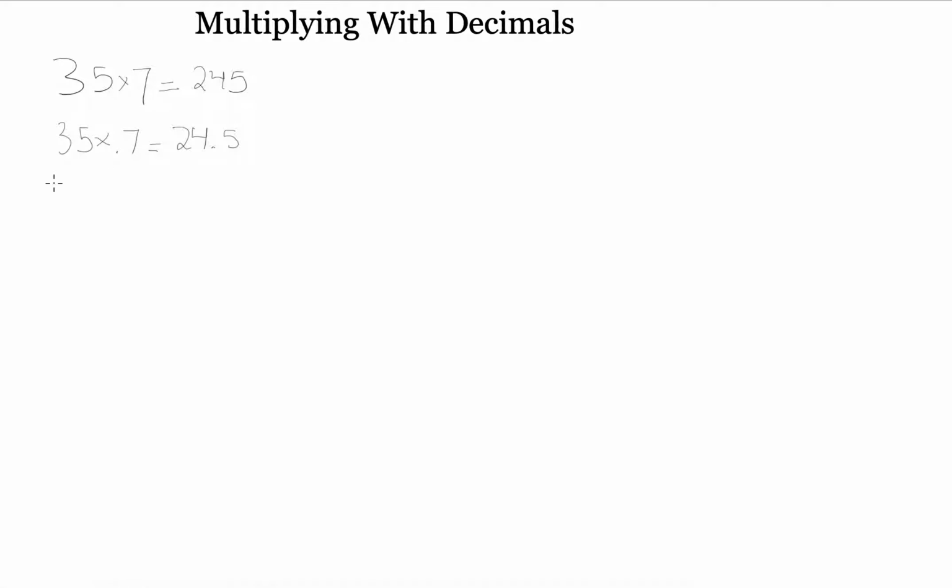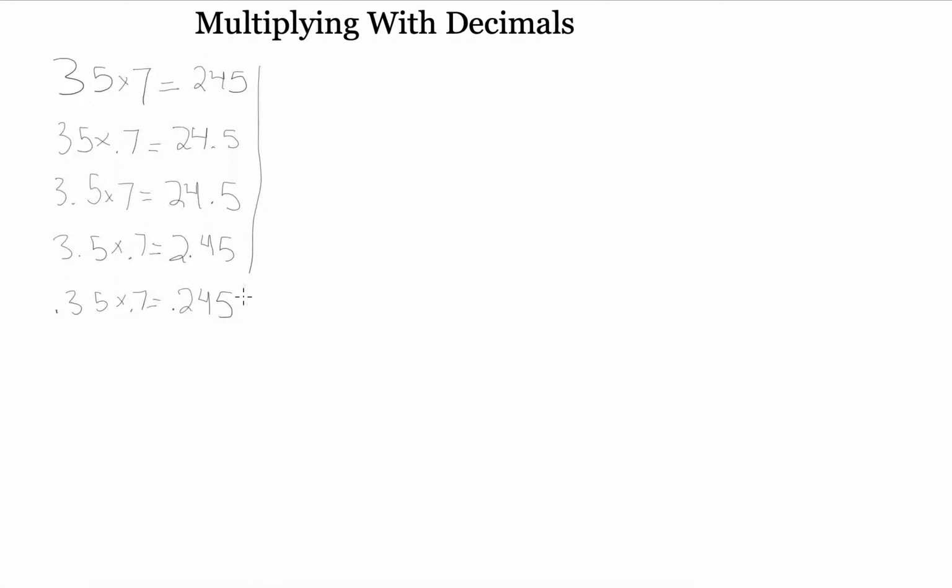So let's try another one. We could have 3.5 times 7. Our answer would still be 24.5. If we tried another one out on our calculator, maybe 3.5 times 0.7, our answer would be 2.45. And maybe try one more. Let's do 0.35 times 0.7. If you work that out on your calculator, you would get 0.245.